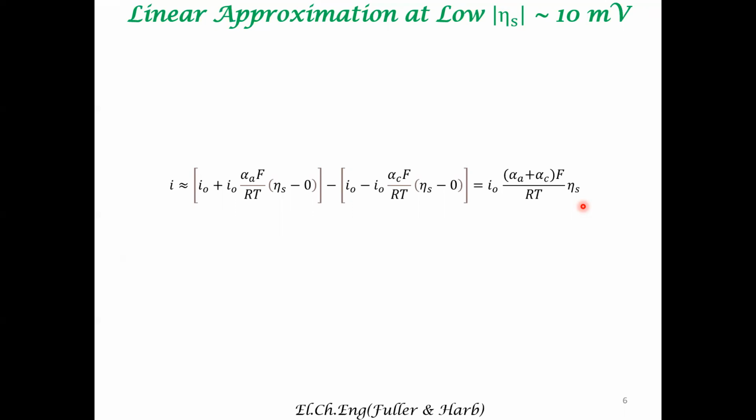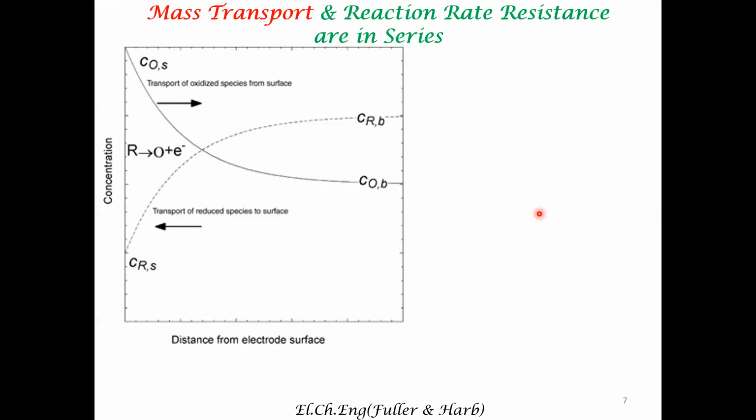So these are two regimes. Typically, at low potential, you use the linear approximation for the Butler-Volmer equation. At high overpotential, you use the Tafel approximation to the Butler-Volmer equation. These are fairly useful in the experimental analysis of electrochemical systems, electrochemical kinetics. We'll move on.